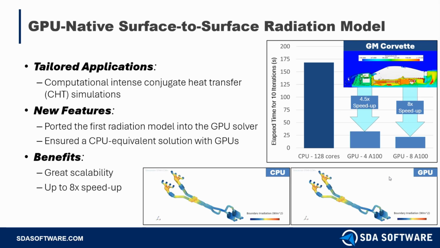But now with the GPU-native capability, complex heat transfer simulations can benefit from GPU performance, which offers remarkable scalability. For example, if we look at the top right corner, that is a Corvette thermal management case. It is simulated in 3 different settings: 128 CPU cores, 4 A100 GPUs, and 8 A100 GPUs.